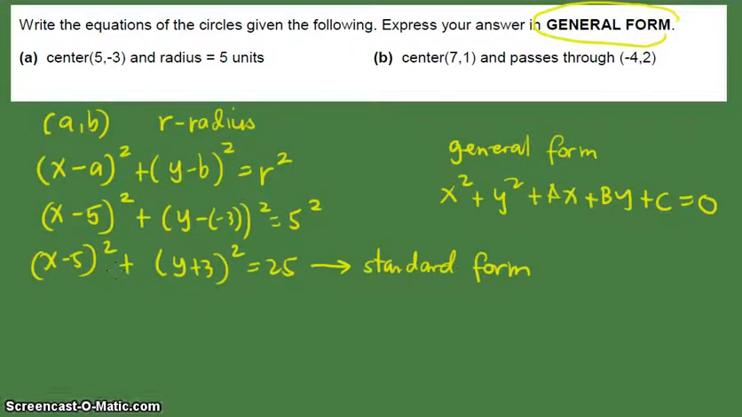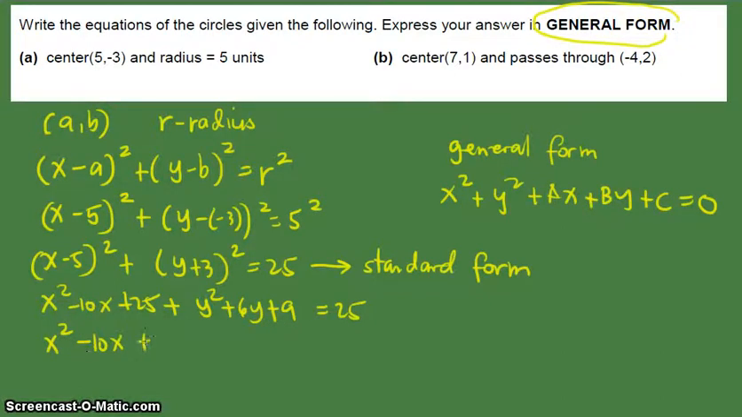And all we have to do is expand this expression. So we have x² - 10x + 25 + y² + 6y + 9 = 25. If you subtract 25 on both sides, you have x² - 10x + 25 + y² + 6y + 9 - 25 = 25 - 25, which is 0. So take note that in the general form, the right side must be equal to 0. And after that, you can combine any numbers or expressions that you can combine.